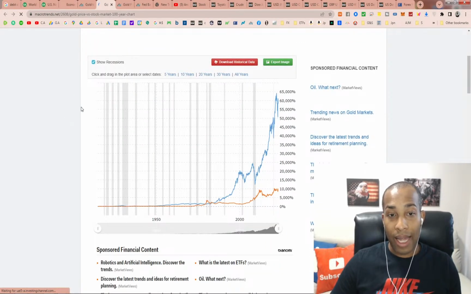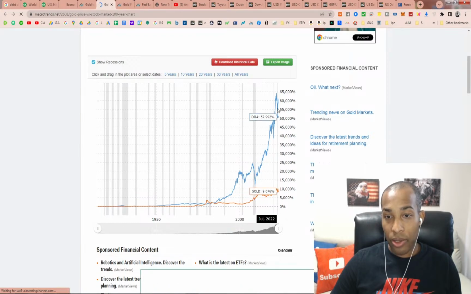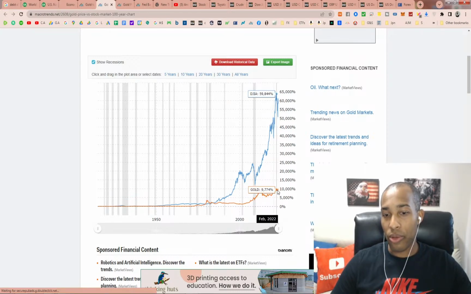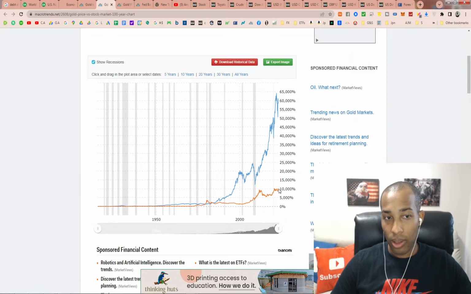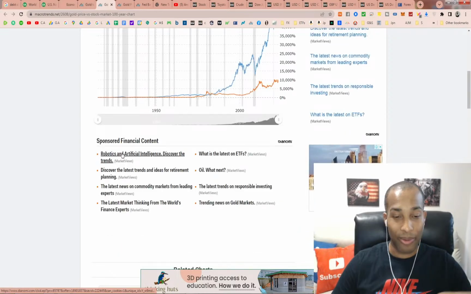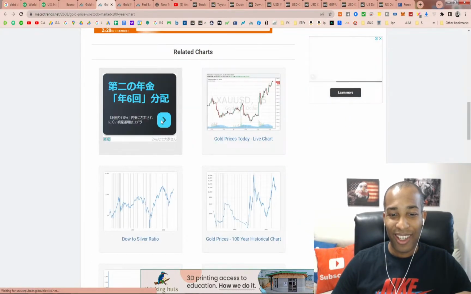So if we look at the overall stock market, you can see this is basically like an average. It's up over 61,000% versus gold. Which one do you think is more undervalued? Gold or the stock market? To me, it's definitely the stock market. I'm sorry, undervalued is going to be gold.